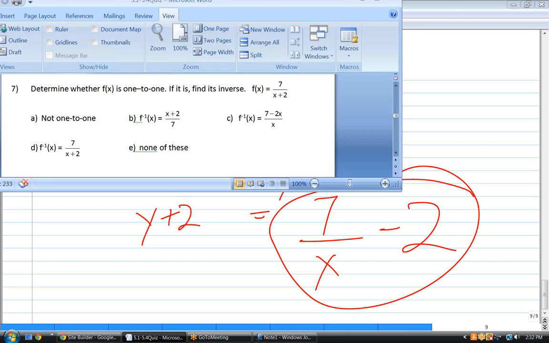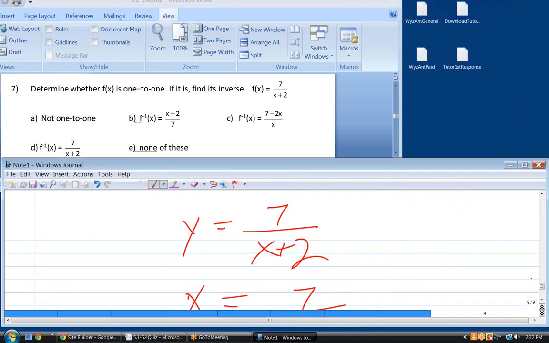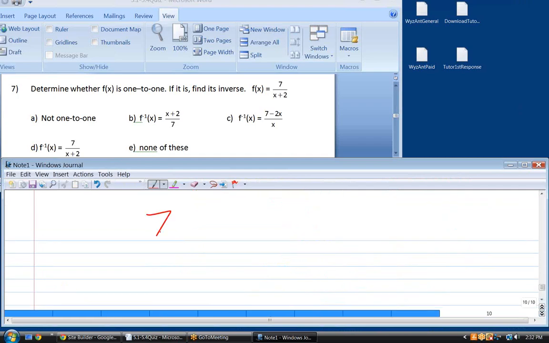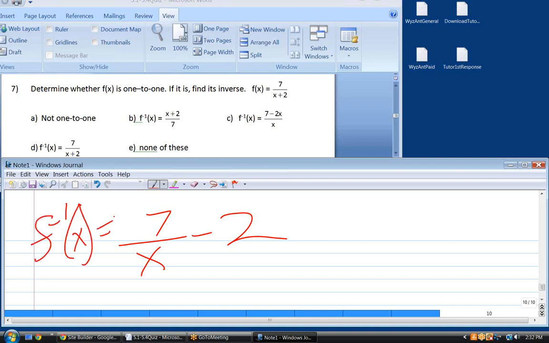For some reason, not quite sure, but an awful lot of people have trouble with this. Is it C? 7 over x minus 2. They have trouble with that because they do not think of a common denominator. And you need to. In other words, this is f inverse, what I came up with.